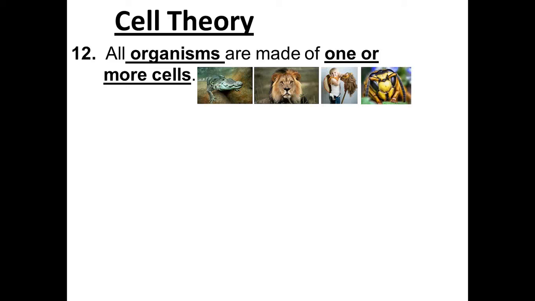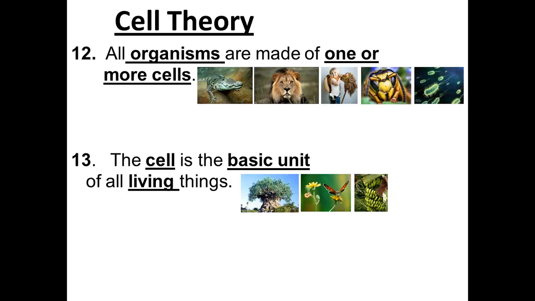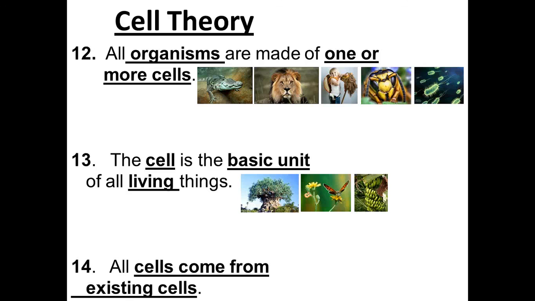The cell theory: all organisms are made of one or more cells, whether it be an alligator, a lion, you, a wasp, or some kind of single-cell organism. The second part of the cell theory: the cell is the basic unit of all living things. A tree, a flower and a butterfly, a plant of bananas.